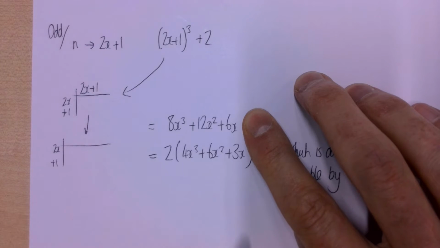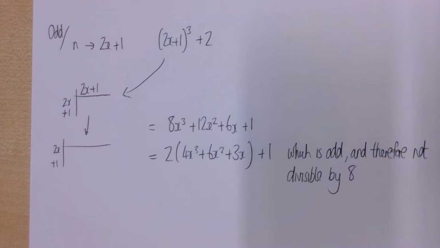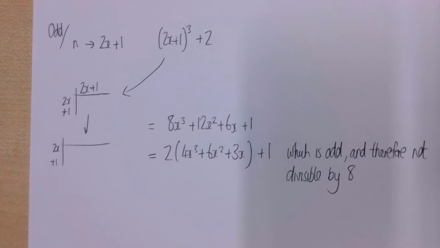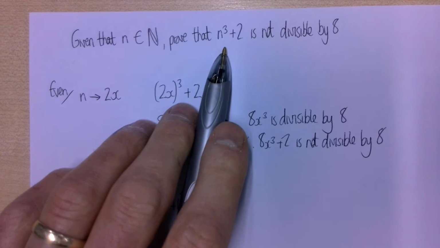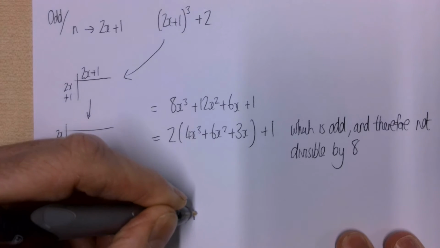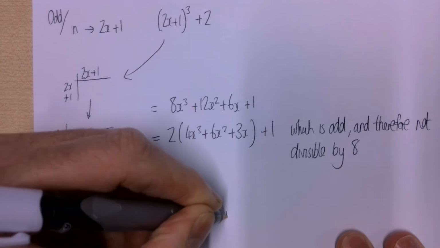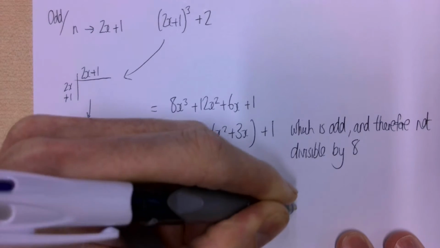So it's even. Now, all multiples of 8 are even. If you add 1 to an even number, you get an odd number. There are no odd multiples of 8, so I know that that is not divisible by 8. So I'm then going to just write a little summary. What I've done is I've shown that this is not divisible by 8. So therefore, n cubed plus 2 is not divisible by 8 as required.